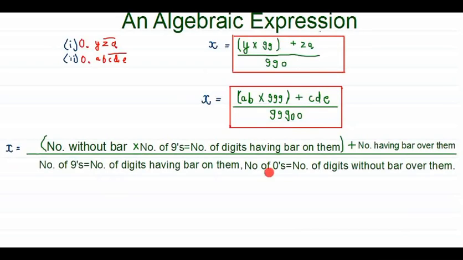So now this is whole divided by number of nines, which is equal to number of digits having bar on them. So as you can see, there are 3 digits which are having bar on them, which is C, D and E. So I have taken 3 nines, and number of zeros is equal to number of digits without bar over them. So as you can see here, there are 2 digits which are not having bar. So the 2 numbers are there. So there are 2 digits also. As you can see, A is a digit and B is a digit. So I have taken 2 zeros.